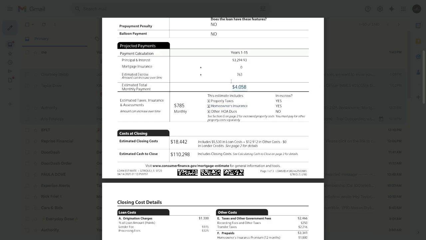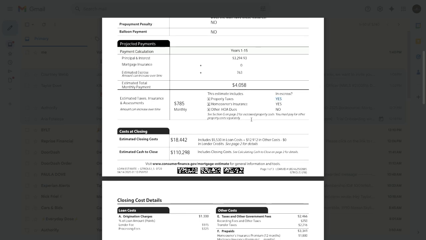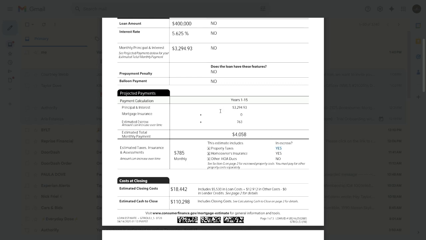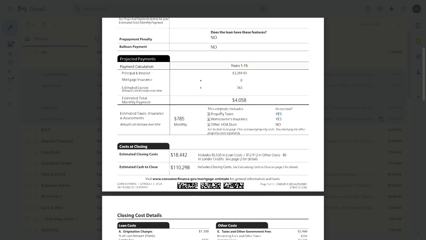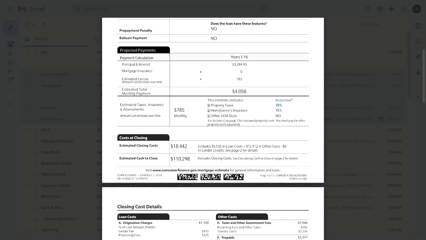Keep in mind, you can choose to not escrow it, which means your insurance and your taxes you'll pay separately. They won't be worked into your mortgage payment like this. And again, this is the original loan estimate. Everything on here can be changed, so don't get too alarmed by anything you see. Everything can be adjusted, and if you want to change the escrow type, we can absolutely do that.